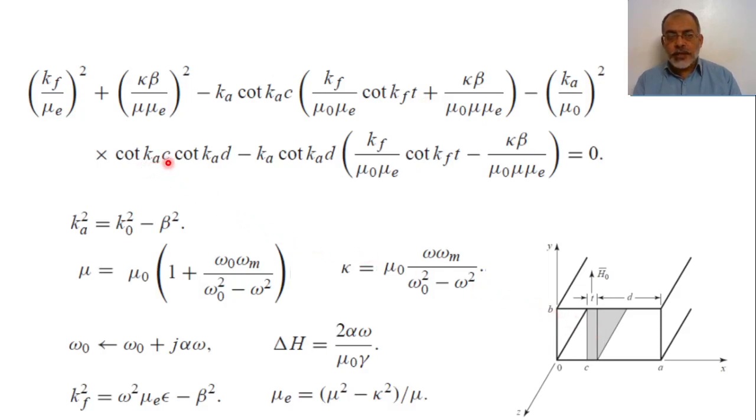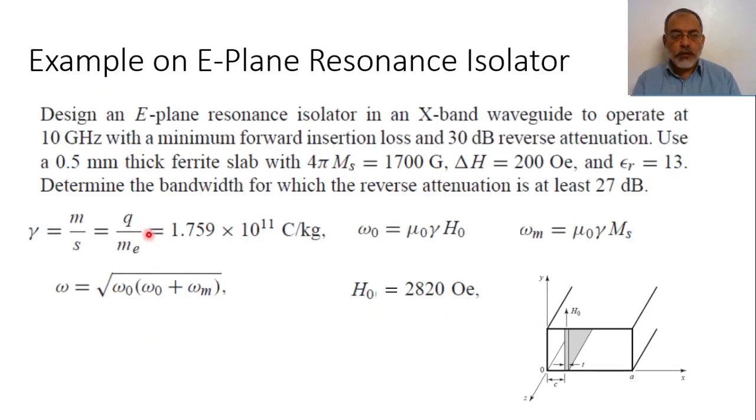Here k_ac, C is the distance to the slab, multiplied by cot(k_ad). D is the distance from A to the slab from the other side. This is the distance D. So effectively, the value of A, as I said, for WR90 is around 22 millimeters. The thickness of the slab is mentioned to be 0.5 millimeters.